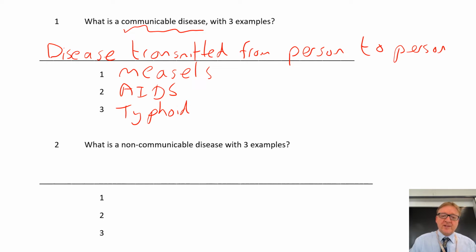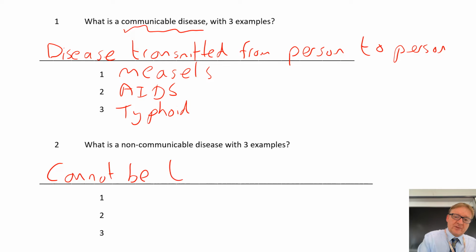Question number 2, what is a non-communicable disease? So if a communicable disease is one that can be spread, a non-communicable disease is one that cannot be transferred. So it can't be shifted from one person to another. It's not normally a disease either, it's kind of like a condition.